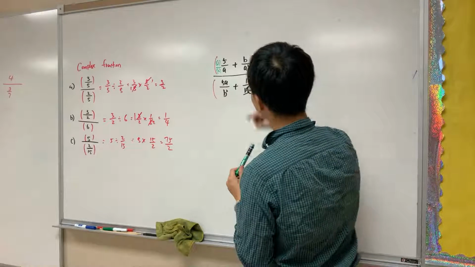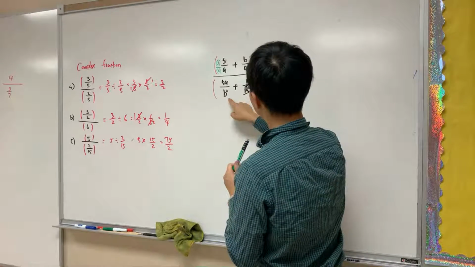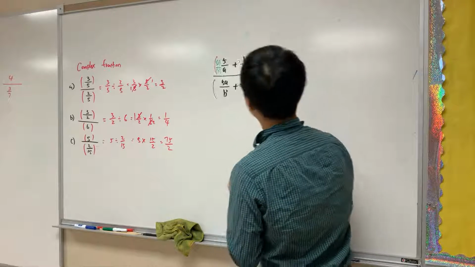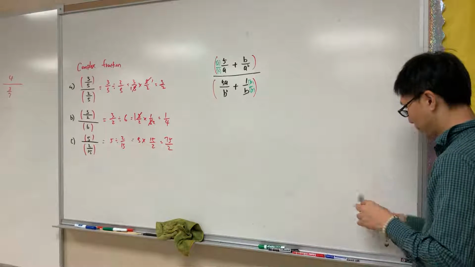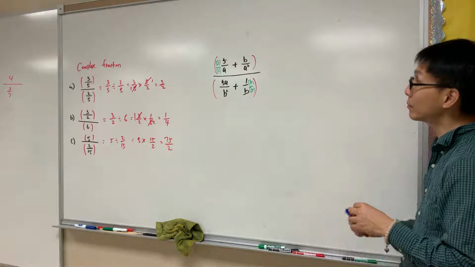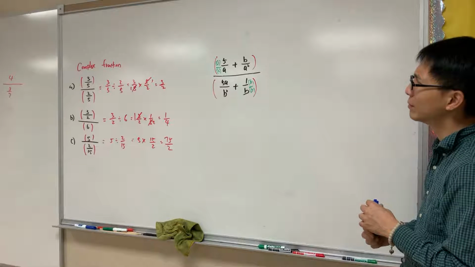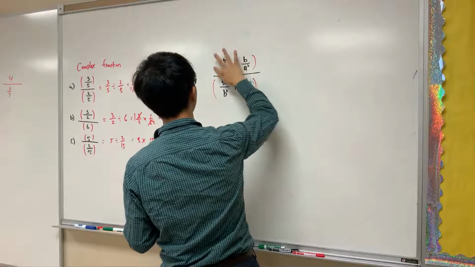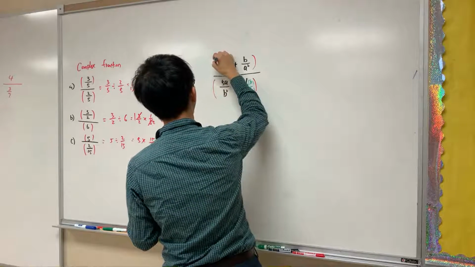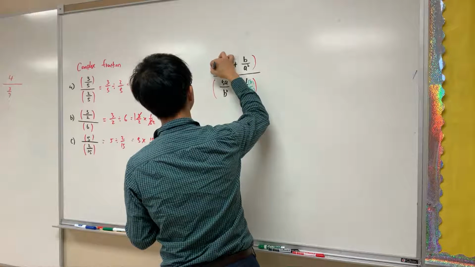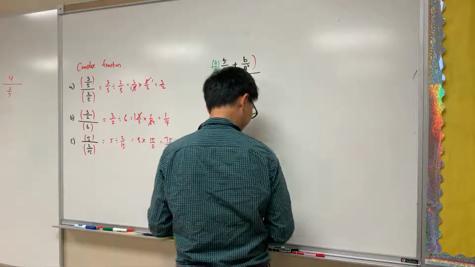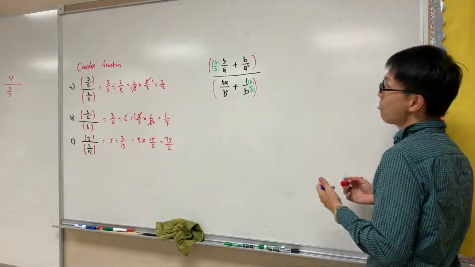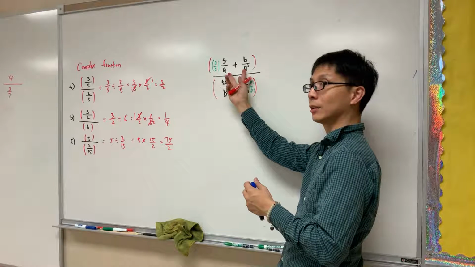Now what do I need on this side? b over b on the second one, right? Why did you put a 10 next to the 5? What did I put? Is that a 10 or an a? A. Oh, okay. Does this make sense? Yes.